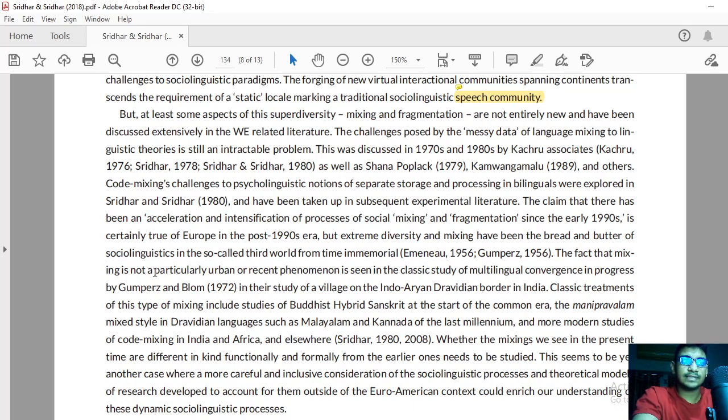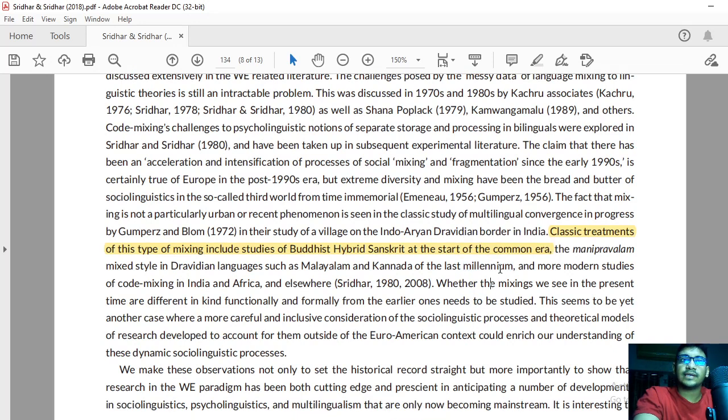The fact that mixing is not a particularly urban or recent phenomenon is seen in the classic study of multilingual convergence in progress by Gumperz and Blom in their study of a village on the Indo-Aryan Dravidian border in India. Classic treatments of this type of mixing include studies of Buddhist Hybrid Sanskrit at the start of the Common Era. I like this example, I'll be highlighting it. The Manipravalam mixed style in Dravidian languages such as Malayalam and Kannada of the last millennium. So millennium is 1000 years. So hybridity in languages was going on. It can be dated back so much long ago.